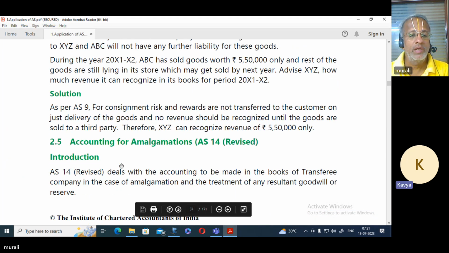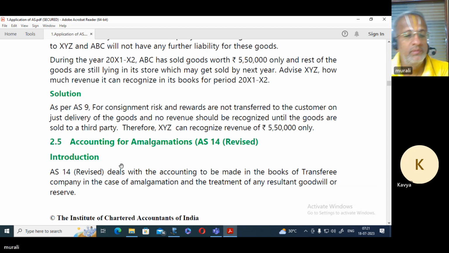Yes, sir. Kavya, could you just read this solution there? Yes, as per AS 9, for consignment, risks and rewards are not transferred to the customer on just delivery of the goods, and no revenue should be recognized until the goods are sold to a third party. Therefore, XYZ can recognize revenue of rupees 5.5 lakhs only.